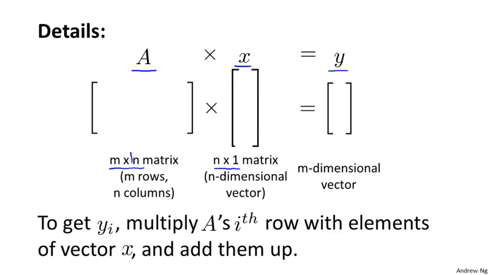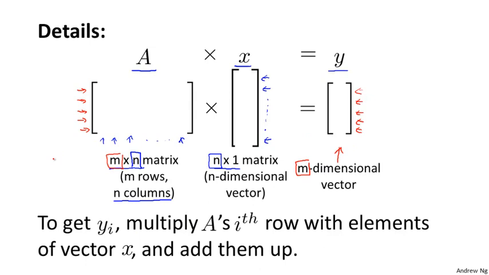It turns out this n here has to match this n here. In other words, the number of columns in this matrix, there are going to be n columns, has to match the number of rows here, or the dimension of this vector. And the result of this product is going to be an m dimensional vector y. So the number of rows, m, is going to be equal to the number of rows in this matrix A.